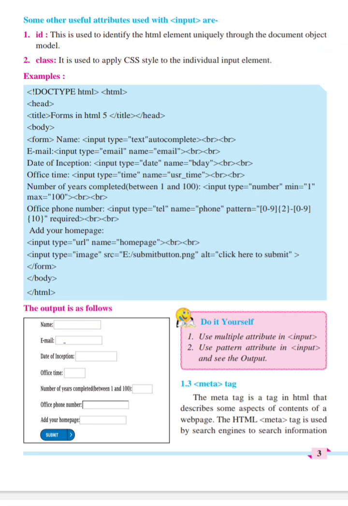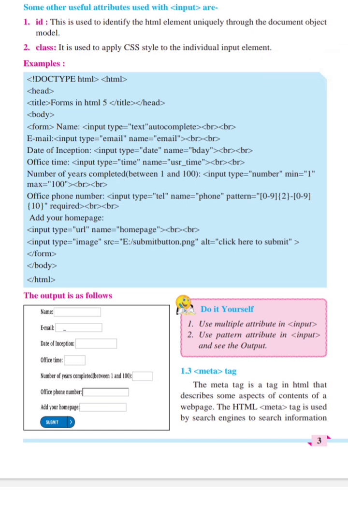Then we have email. Input type is equal to email. It is a field for entering an email. Then we have date of inception. It will accept a date. Then we have office time. It will accept time. Then we have number of years completed, and here we have kept a range between 1 and 100. It will not accept less than 1, and it will not accept more than 100. So whatever we enter should be between 1 and 100. So we have used min and max here. Min is 1, max is 100.